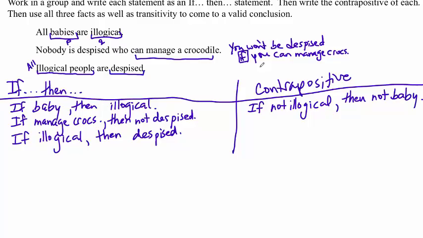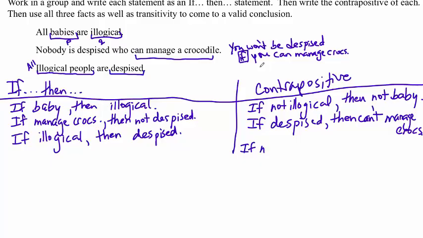Same thing for the second one. So instead of if you manage crocs, then you're not despised, we need if not despised. So if despised, then it must mean that you can't manage the crocs. And then the last one, if you're illogical, then you're despised. So if you're not despised, changing both the order and the negation, then you are not illogical.